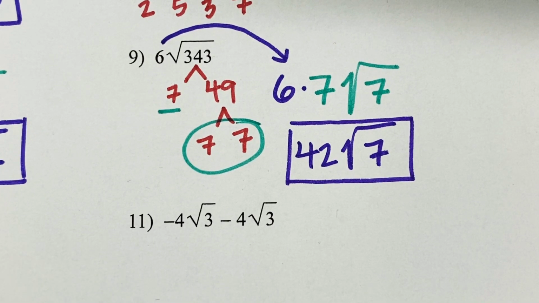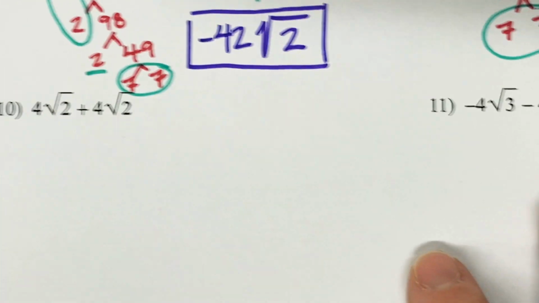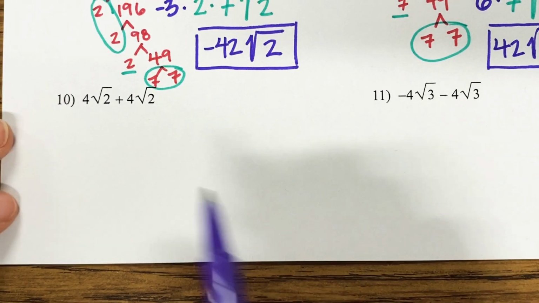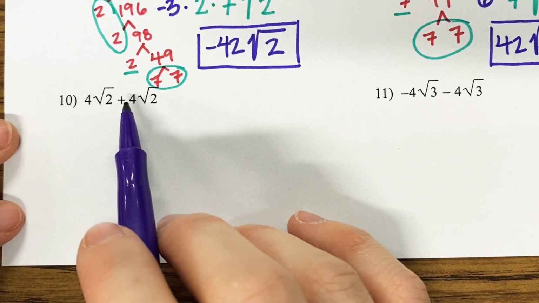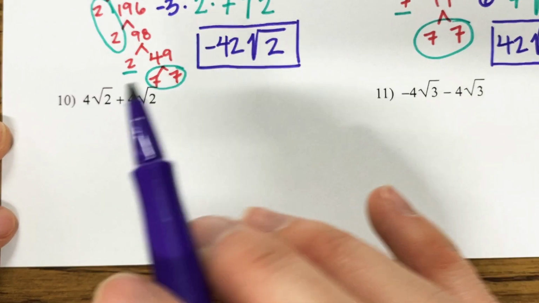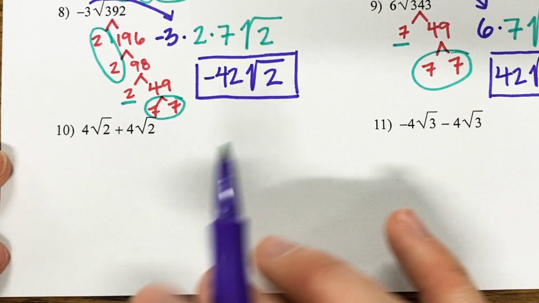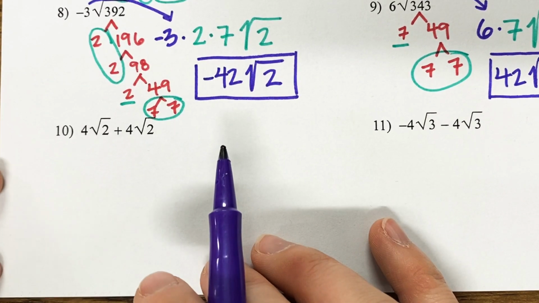Okay, awesome. Okay, let's look at 10 and 11. Okay, now we see that, oh my gosh, not only do we have 2 radicals, we have to add them. How in the world are we going to do that? Okay, this is actually a lot simpler than you might think.